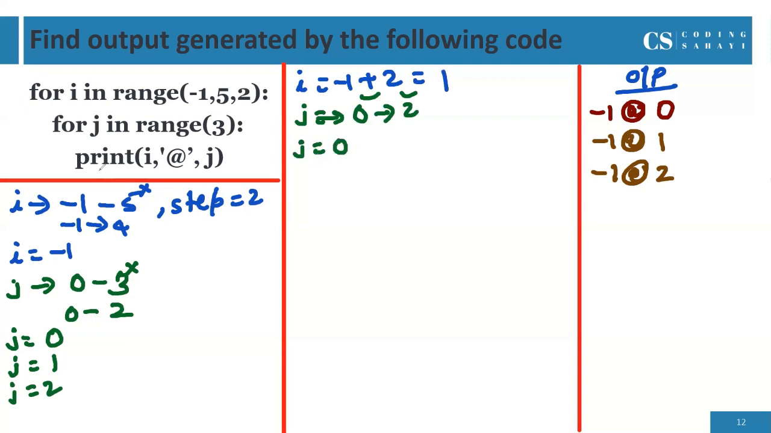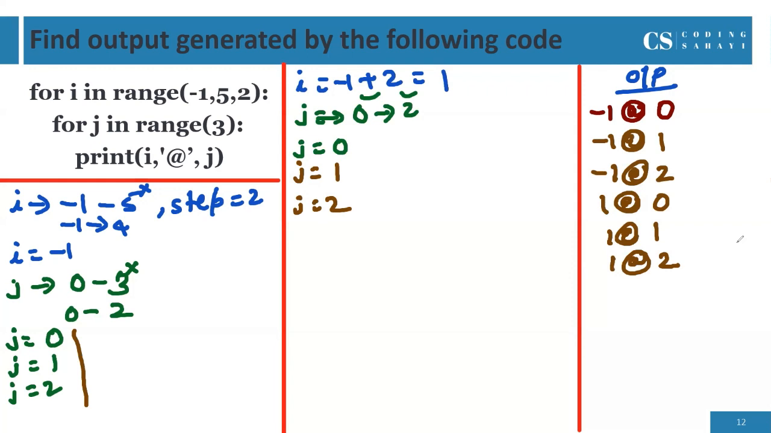So here it is printing print i at j, 1 at 0. So the output will be like this, 1 at 0. Again j is incrementing by 1 same as this one, that is 0, 1, 2. So j is incrementing by 1, 1 at 1. Then j is 2, 1 at 2. Now j equal to 3, so it's coming out of the loop because it is not in that range. Going back to our outer loop, now i equal to 1 plus step value 2, it is 3.